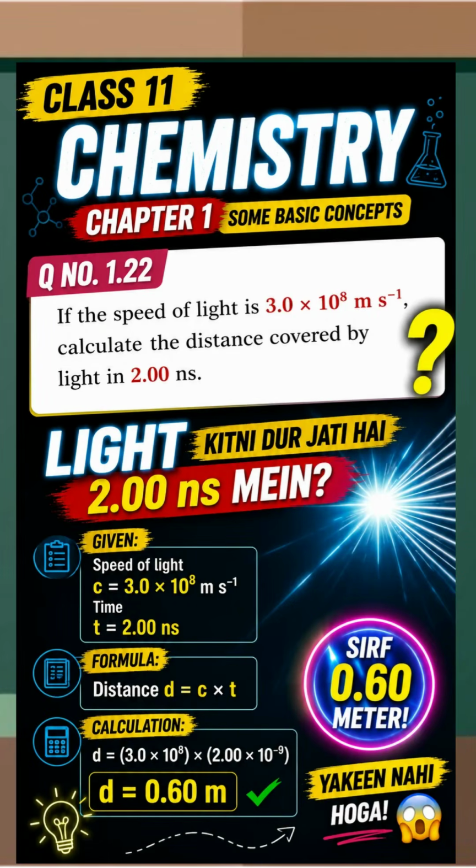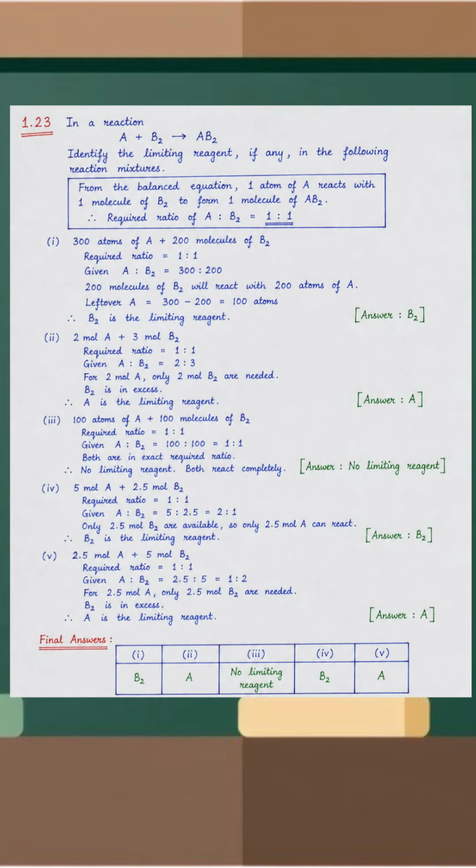Hello students, in this question we have to identify the limiting reagent in different reaction mixtures. First, understand the reaction, A plus B2 gives AB2. From the balanced equation, one atom of A reacts with one molecule of B2. So, the required ratio of A to B2 is 1:1. Now let us solve each case step by step.